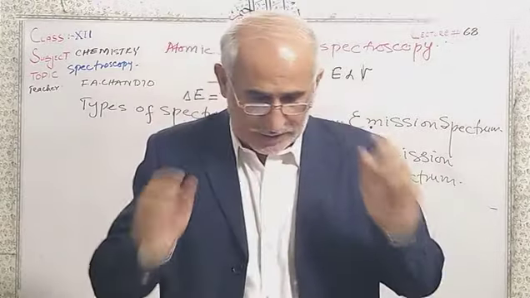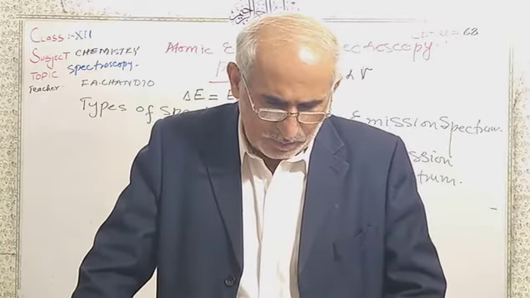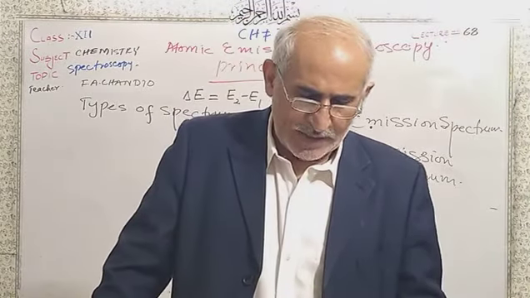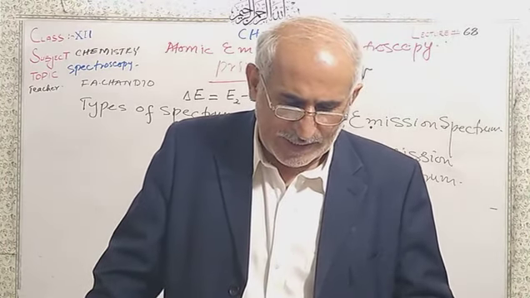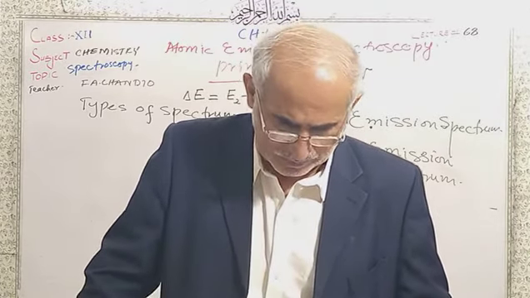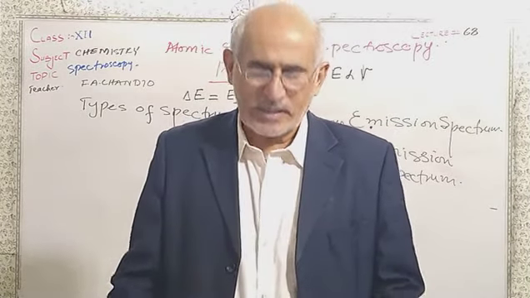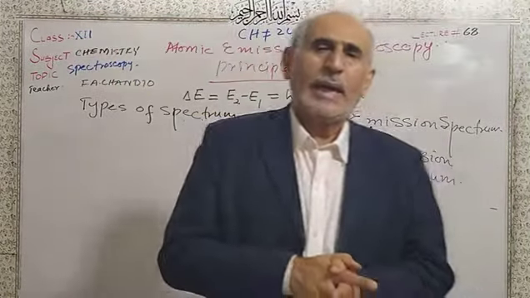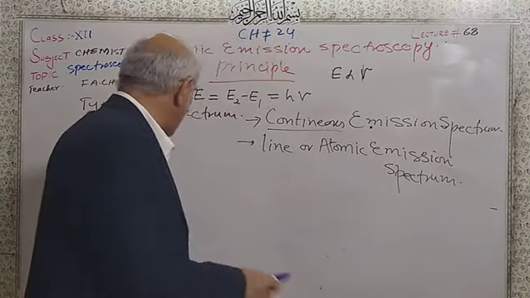You can see the diagram. When the light is passed through the prism, it spreads out into a band of 7 colors on the screen. The 7 colors diffuse into each other, and the boundary line between the colors cannot be marked. That's why it's called a continuous emission spectrum. Now the atomic or line spectrum. Students, this line spectrum is discontinuous, and there are 2 types: absorption line spectrum and emission line spectrum.